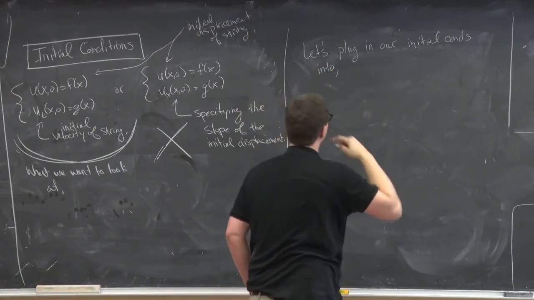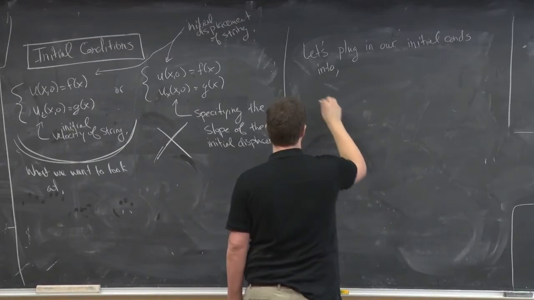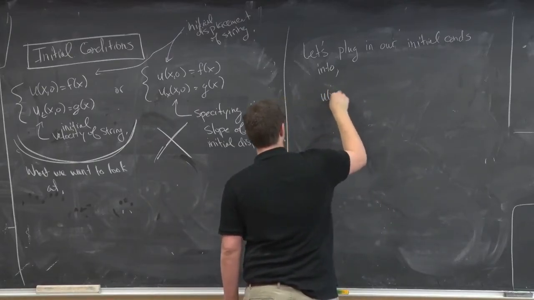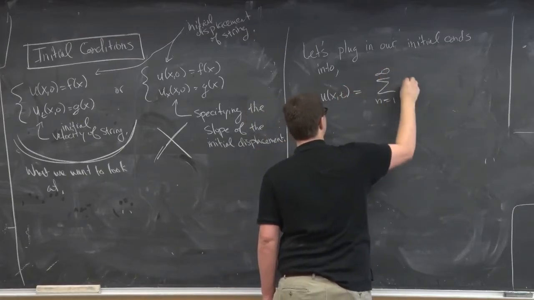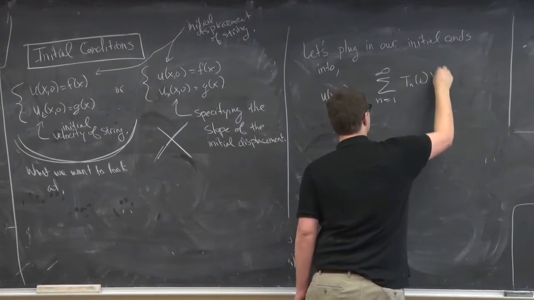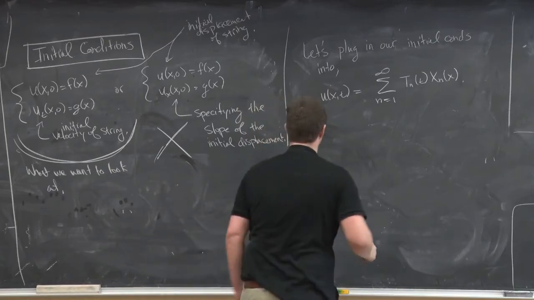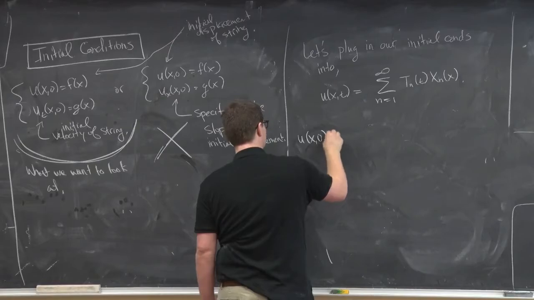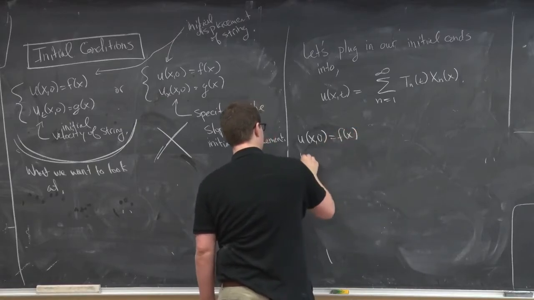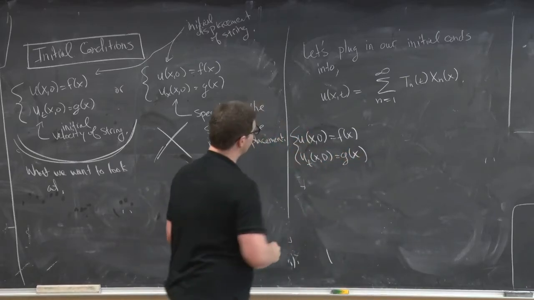Into the following equation, right? So we have the following. So we have u of x, t, which is the sum from n equals 1 up to infinity of T_n(t) X_n(x). So this equation here, in u and u_t at x, 0, we have these two functions here.